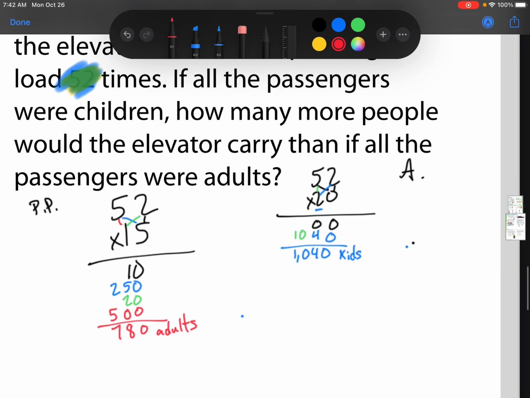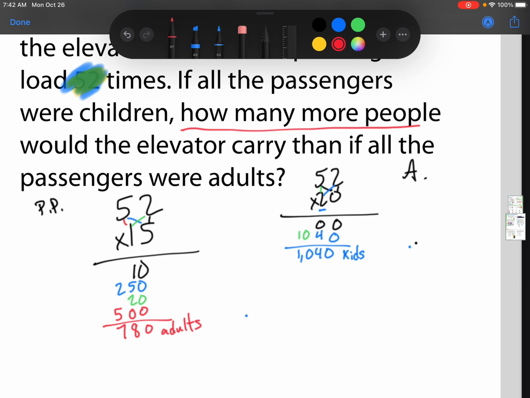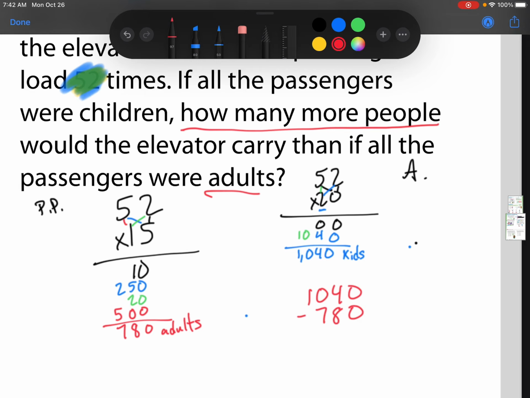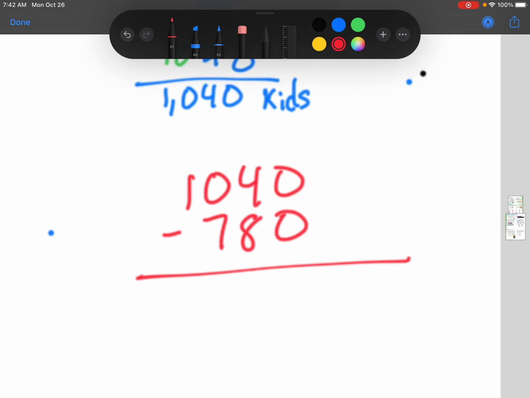And now notice, you'll see what's asking. It says, how many more people would the elevator carry if they were all adults? So let's check. So what do we need to do with these two? Well, we're going to have to subtract them to see how many more. So we have 1,040 minus 780. So let's check that out now.